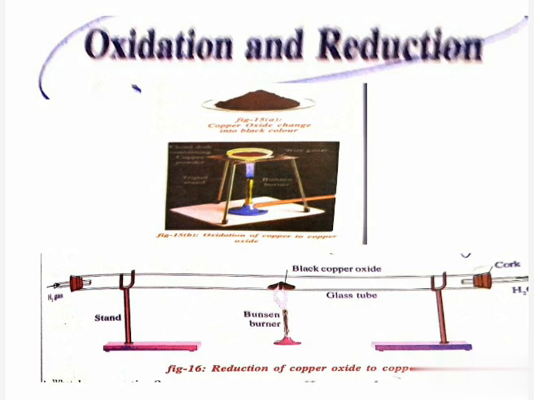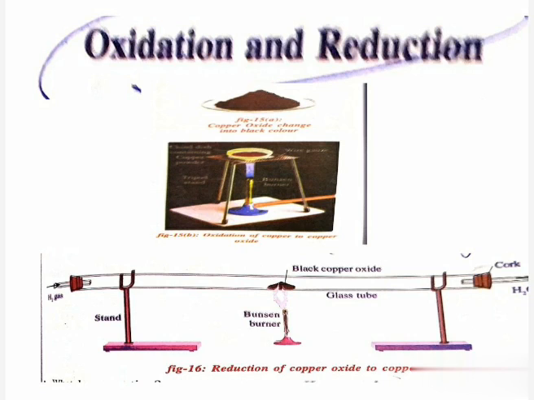Next, now pass the hydrogen gas over the hot copper oxide obtained in the activity and observe the change. So take hydrogen gas and pass it through the hot copper oxide that was obtained in the above activity. Observe the change. What do you notice? Is there any change in the black color of the copper oxide?